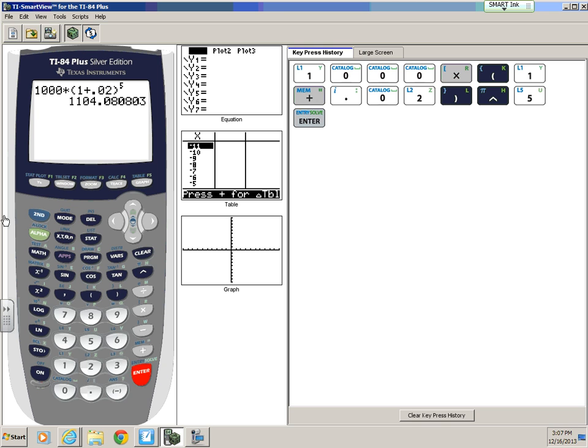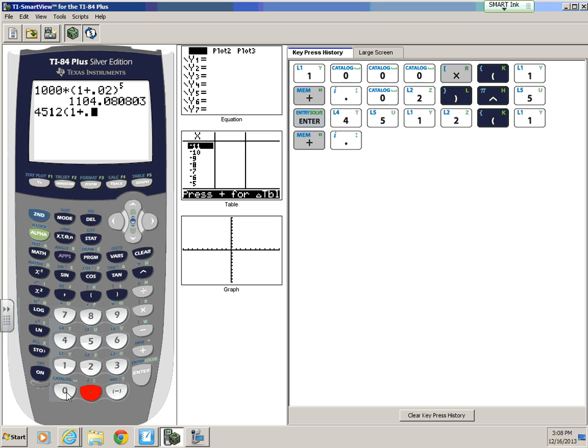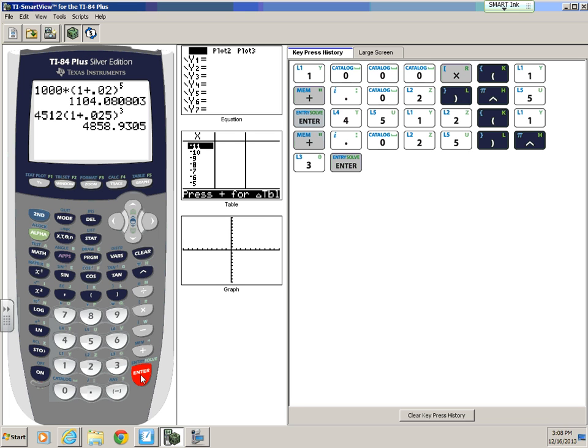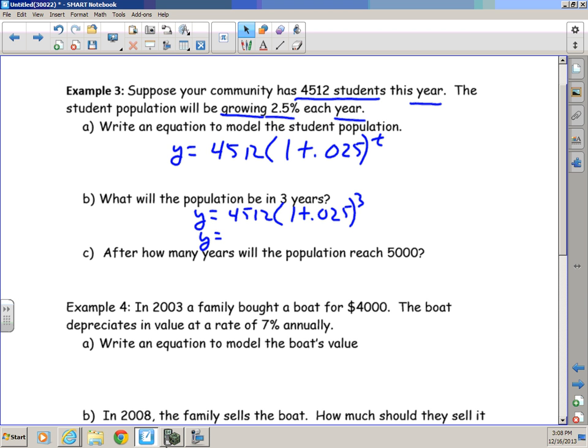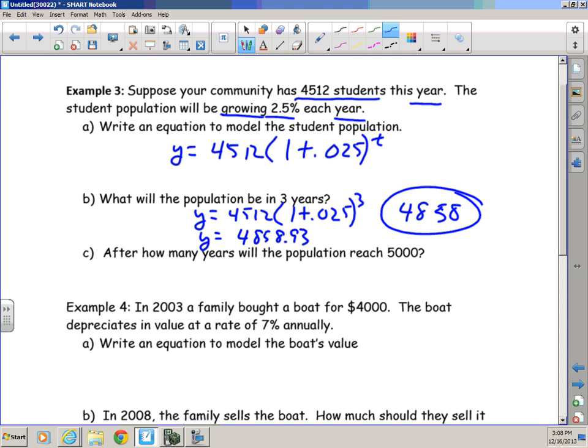And just to show you, because I want to make sure we don't make silly mistakes here. So it's 4512 times (1 plus 0.025), and we wanted it in 3 years. It's 4858.93. Okay? Well, that's nice. But how many people? 4858. All right? Because that is how you round for people. Okay. Now, different question.